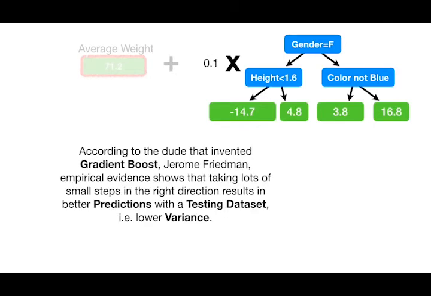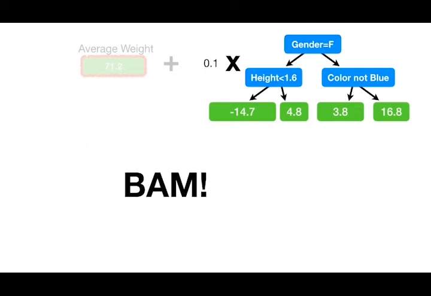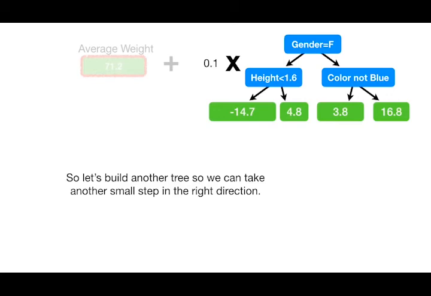According to the dude that invented gradient boost, Jerome Friedman, empirical evidence shows that taking lots of small steps in the right direction results in better predictions with a testing data set, i.e., lower variance. Bam! So let's build another tree so we can take another small step in the right direction.